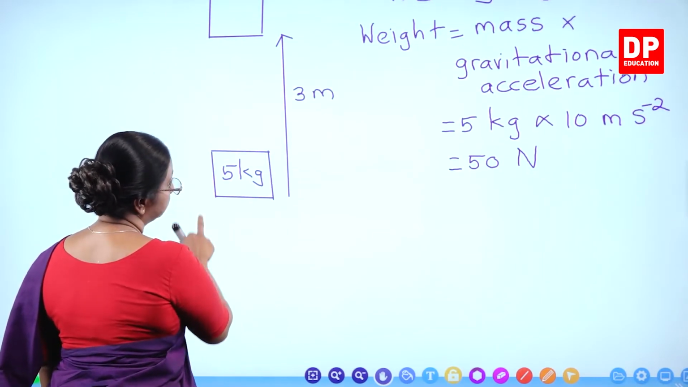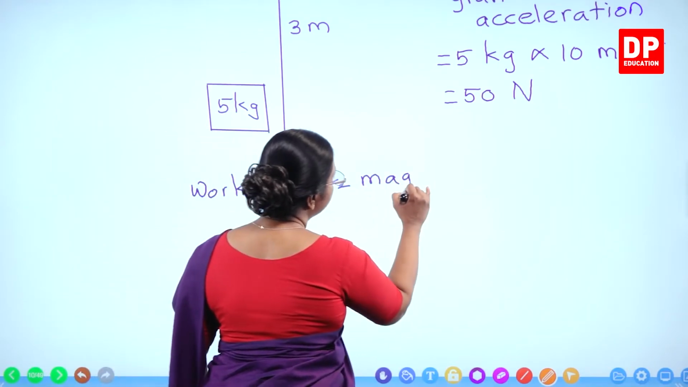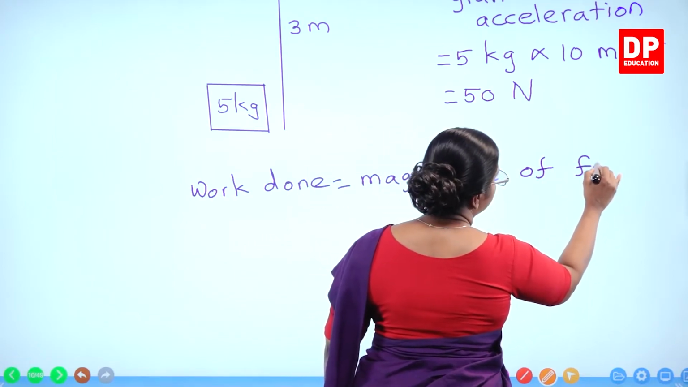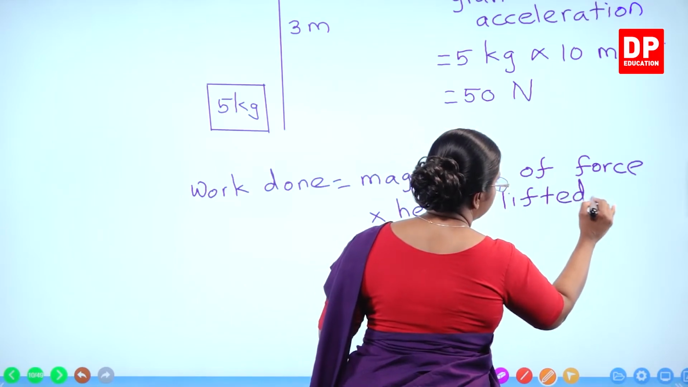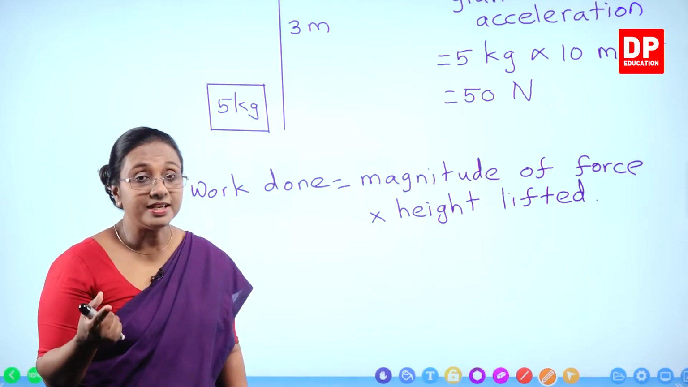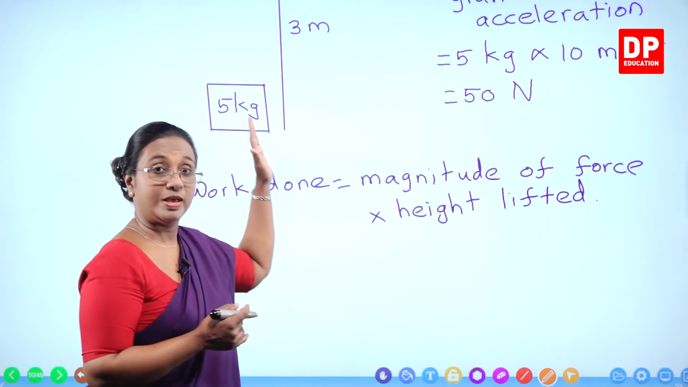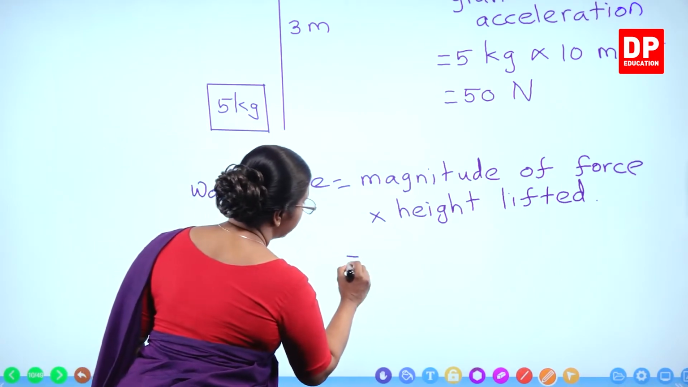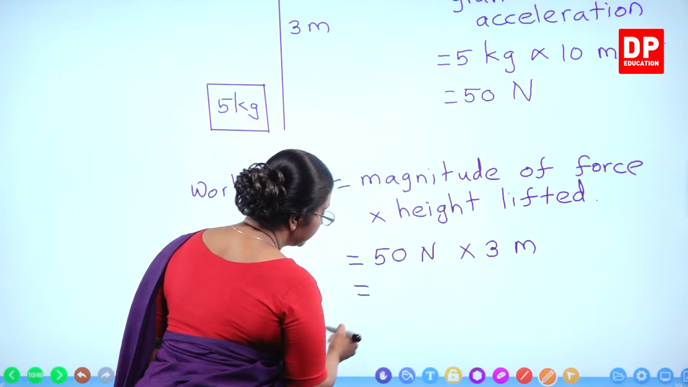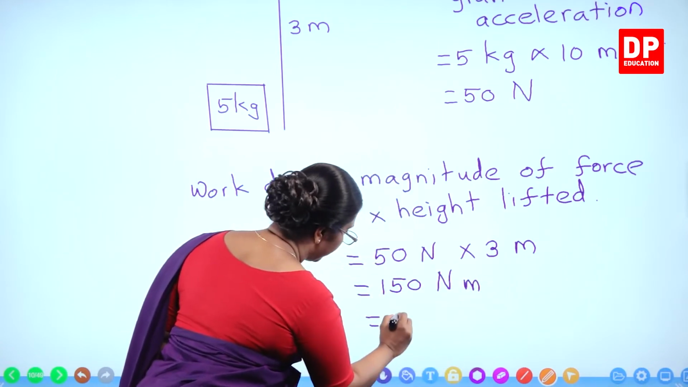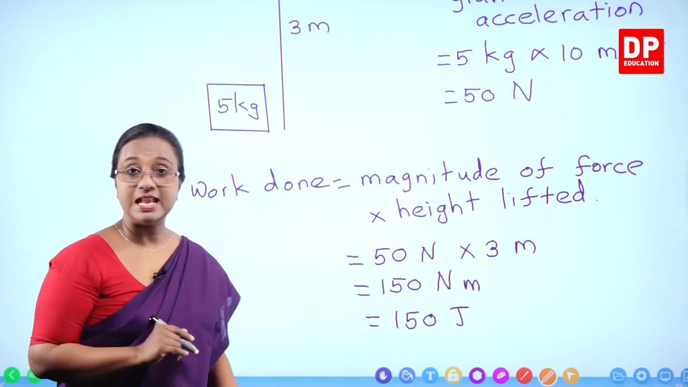So, if we calculate work done equals magnitude of force into height lifted. So, we can say distance moved by the object, or we said the displacement of the object. You can also consider the height lifted. It's all the same. Since the object is moving this way, vertical height, we can write it as height lifted. So here, we calculated the force 50 Newton and the object moves by 3 meters. So that is going to be 150 Newton meter, that is equal to 150 joules. Is that clear, students? I am sure you all can understand this calculation clearly.